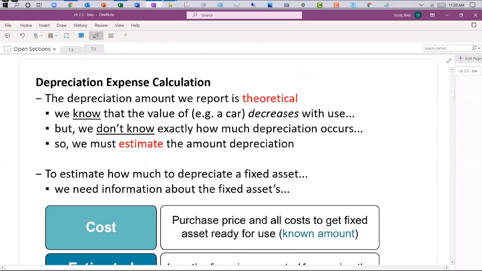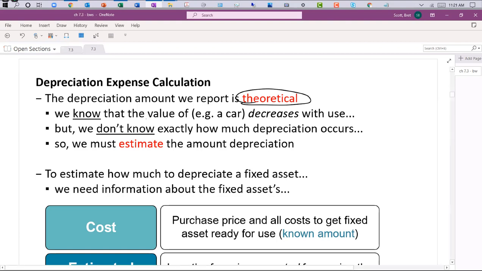Well, we have a couple different things that we're going to look through here to calculate its theoretical wear and tear. Depreciation expense is a theoretical amount of a reduction in value. It's theoretical. We cannot measure with absolute accuracy how much wear and tear there is on our computer or our car or a building, right?